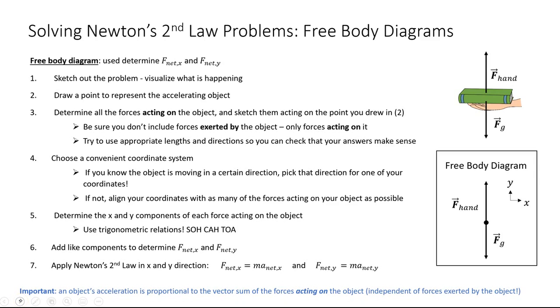And then the final step in these Newton's second law types of problems will be to set that net force in the x direction, which you got by adding together all of the x components of all the forces acting on your object, equal to the mass of your object times its acceleration in the x direction. And then you want to do a similar process for the net force in the y direction. Add up all the y components of the forces acting on your object, and set it equal to the mass of your object times its acceleration in the y direction.